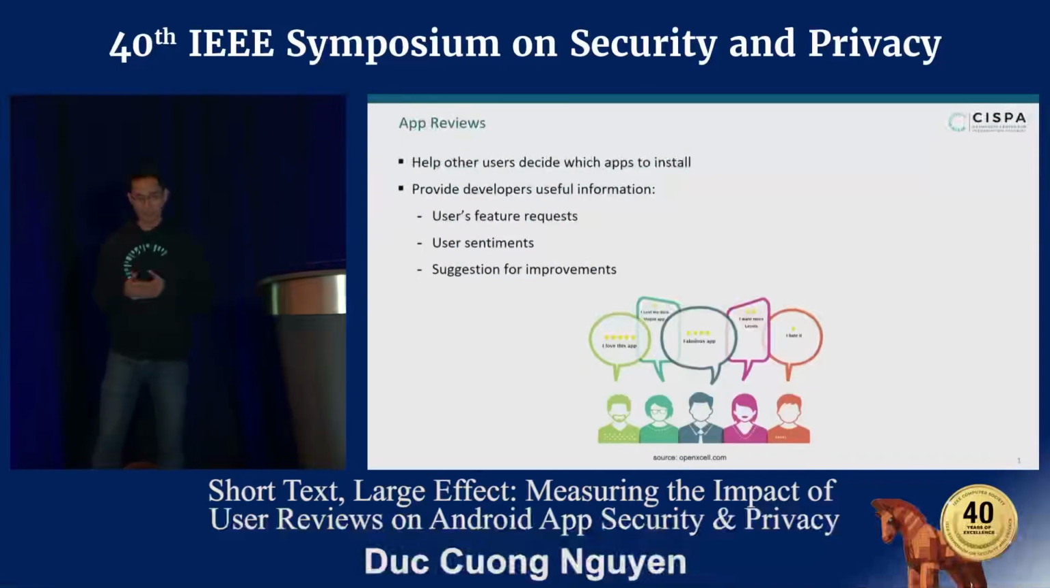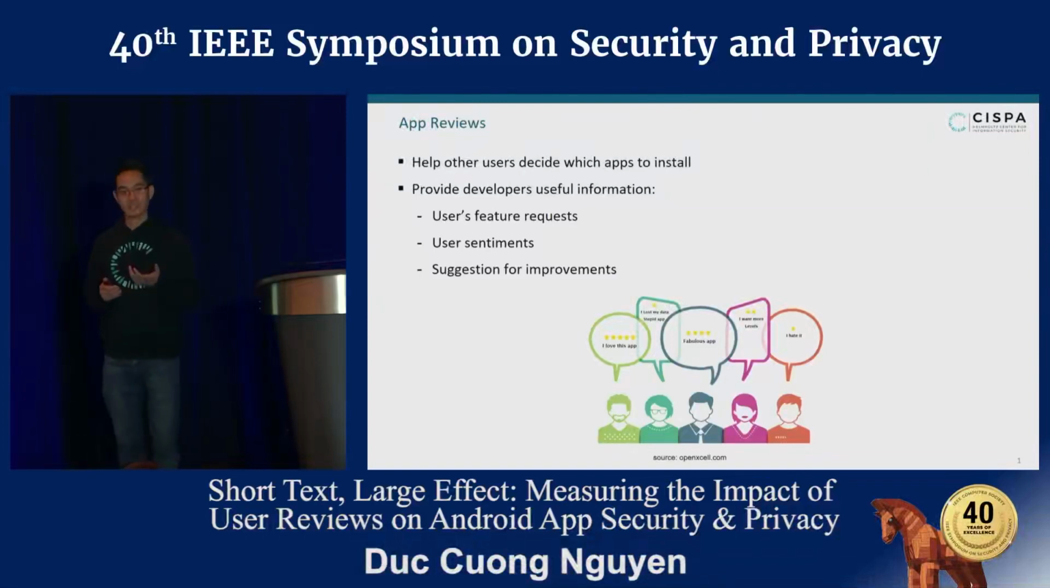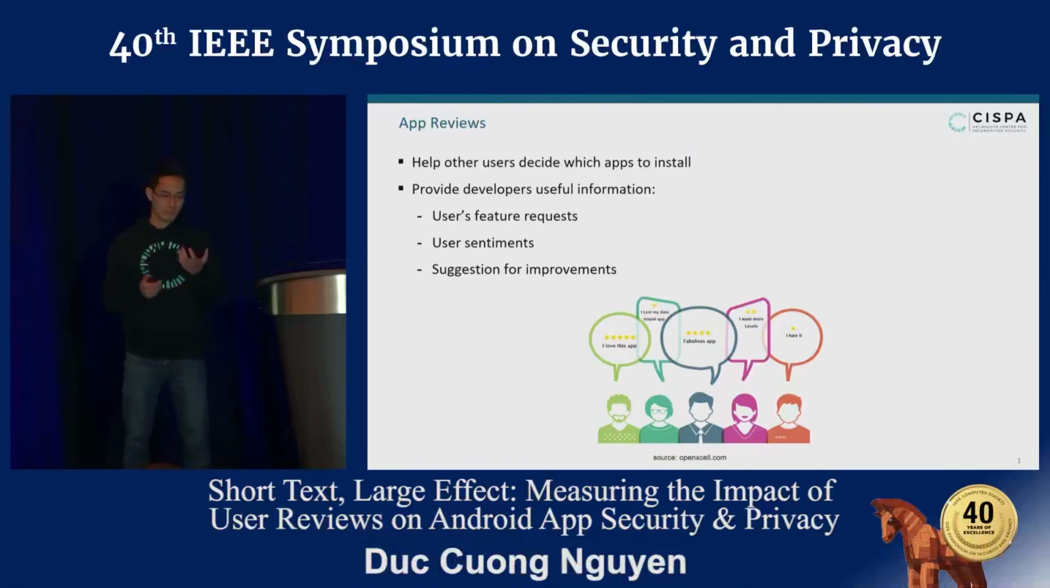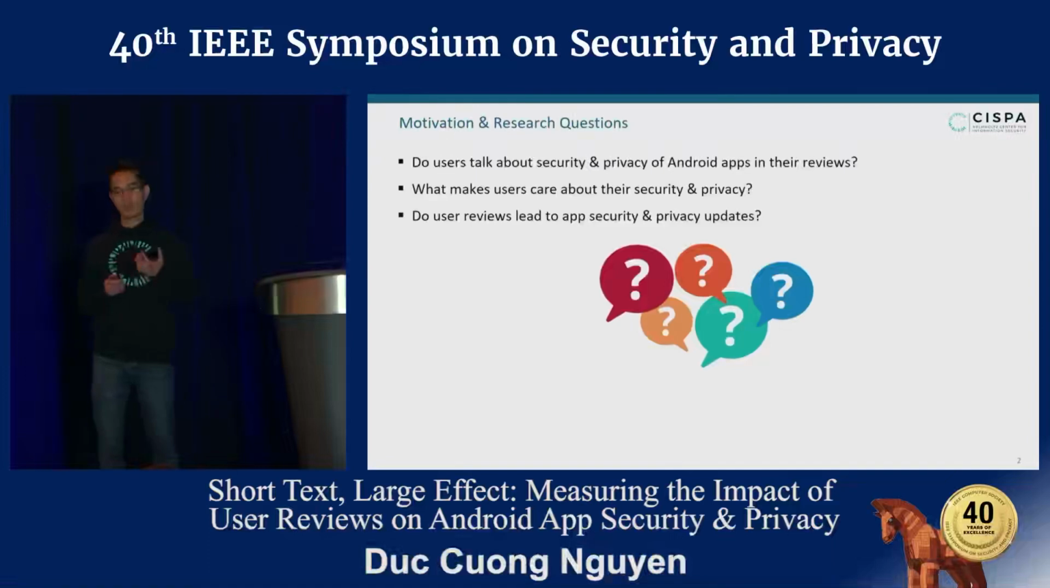So let's talk about user reviews or app reviews. User reviews are useful because on one hand, they provide other users insightful information so that they can decide whether or not to install the apps based on other users' experience. On the other hand, they also provide developers useful information such as user feature requests, user sentiments, as well as suggestions for improvements. And this is very important because this creates incentives for developers to improve their app toward better versions. So with that in mind, we ask ourselves three questions.